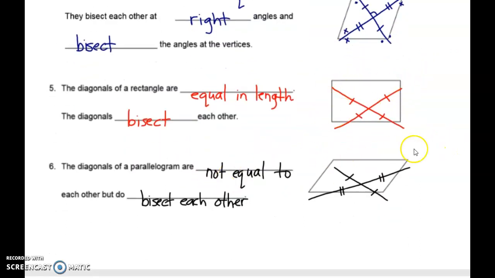If I take a rectangle, draw my diagonals, I will discover that they are equal in length, and I again will discover that they bisect each other. However, it's not at 90 degrees, as you can see. If I take a parallelogram, which is a rectangle that's on a tilt, and measure those diagonals, I see that they are not equal to each other, but again, they bisect each other. And again, those angles there are not right angles.